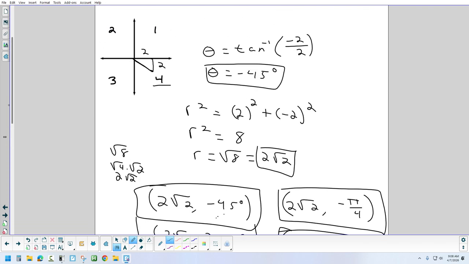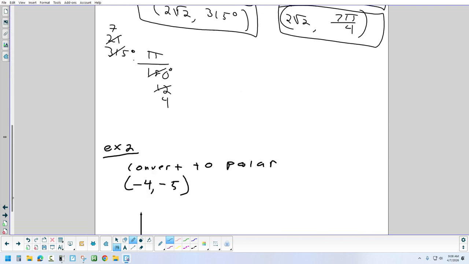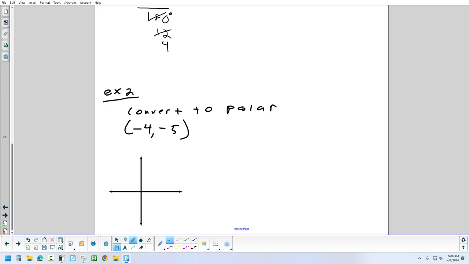All right. So that's our first example, changing rectangular to polar, and let's try this one. This one is not going to work out as nice, so we'll round to 2 decimal places. Let's start with -4, -5. What quadrant is that? 3. Left and down. What's the formula to find theta when you're in the third quadrant?